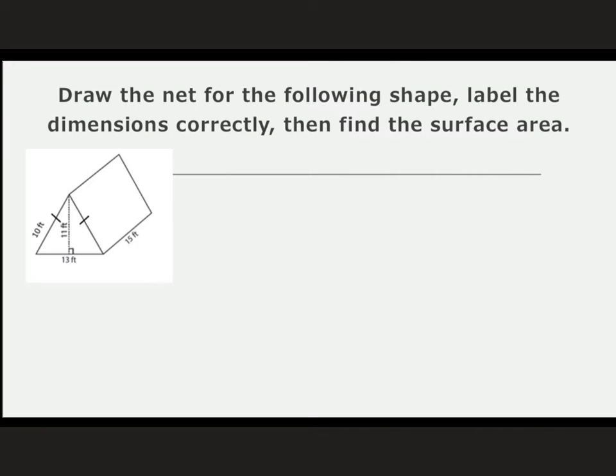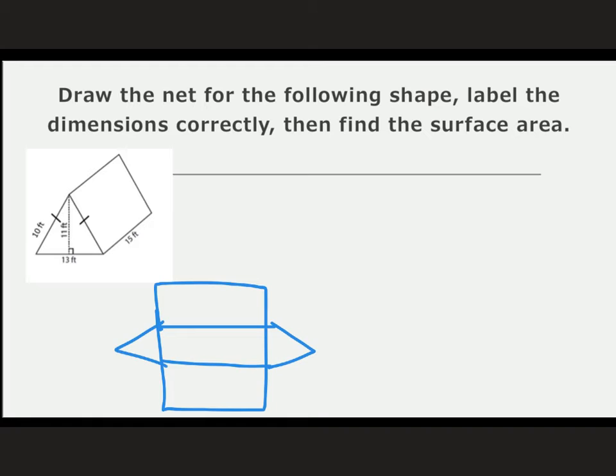All right, next one, draw the net for the following shape, label the dimensions, then find the surface area. So here we have a triangular prism, which means I have 3 sides that are rectangles and 2 bases that are triangles. So your net should look something very similar to this. After you label the net or draw the net, you have to label your dimensions.